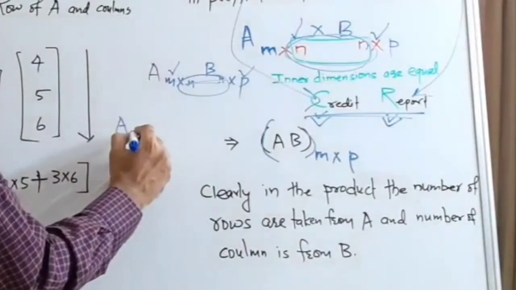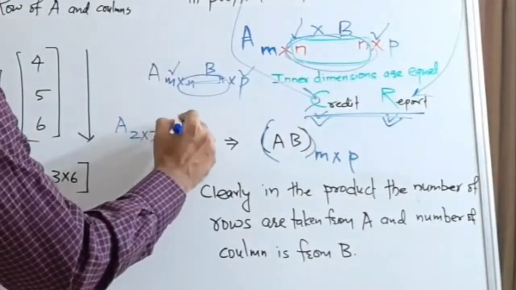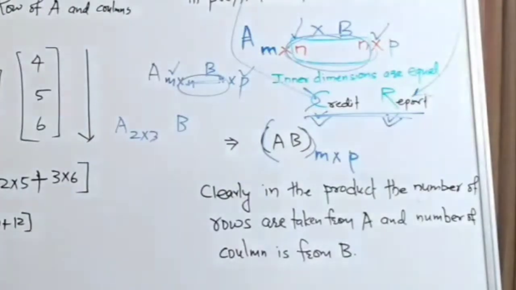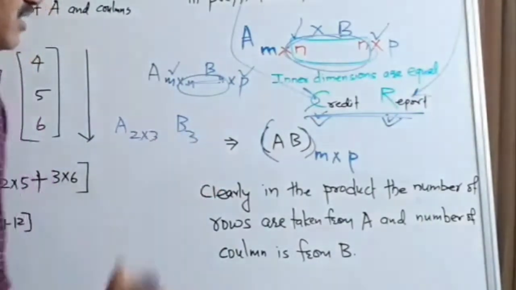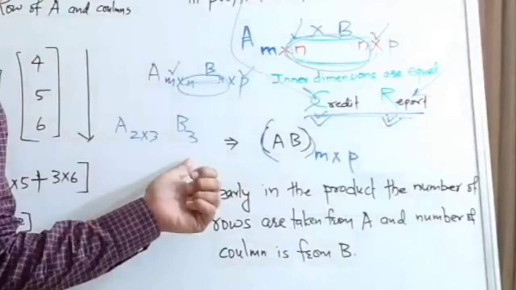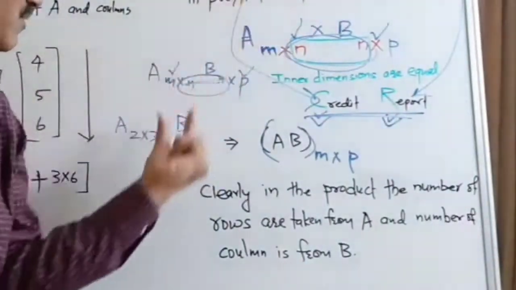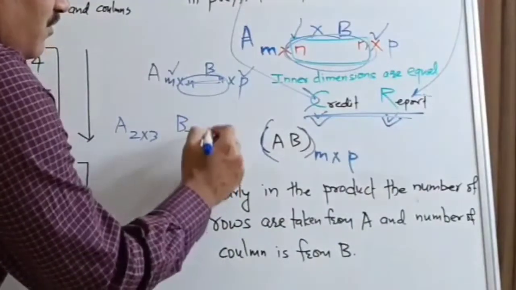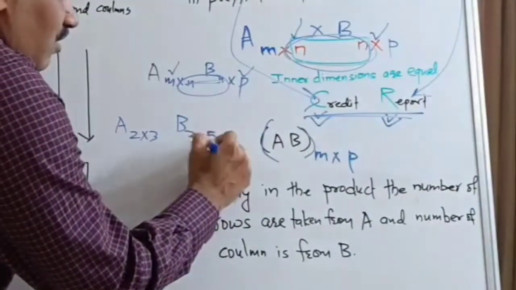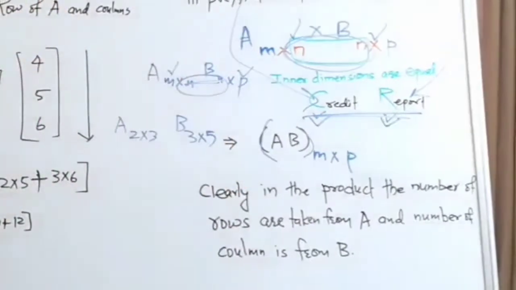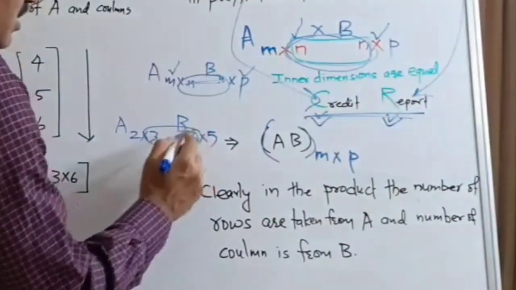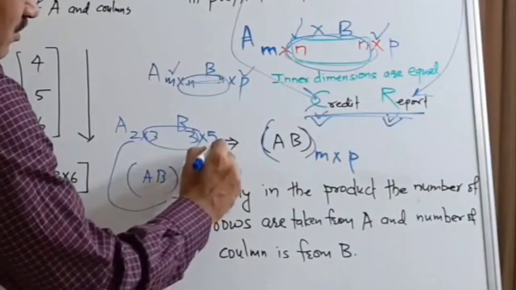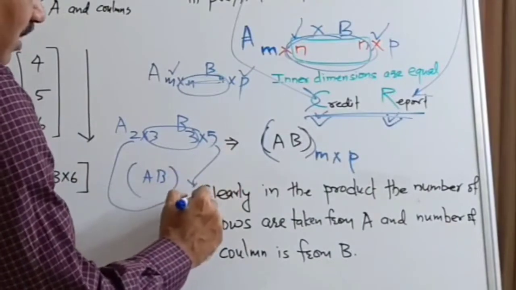Suppose I have a matrix A, 2 by 3. If I need to multiply it with matrix B whose order must start with 3, that is, the number of rows must be 3, so that they are conformable for multiplication. Now there may be any number of columns, say 5. Now the final order of product AB will obviously be 2 by 5.